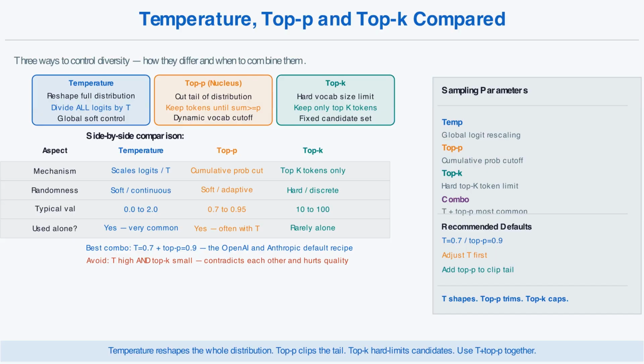The most important practical rule: temperature and top P are complementary, not redundant. Temperature reshapes. Top P trims the dangerous tail. The most common production recipe across OpenAI, Anthropic, and Google is temperature around 0.7 combined with top P of 0.9. Use them together. Avoid adjusting both at the same time when debugging.